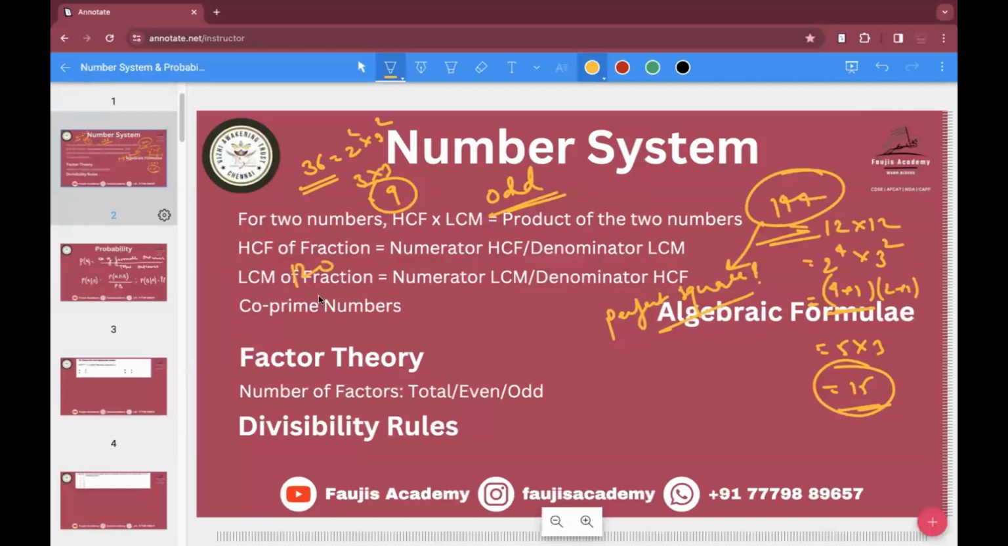Just try to find 120. How much did we find for 120? 3 into 5 into 2 cube. That means 4 into 2 into 2, 16. You see over here, it's even. But for a perfect square, it's odd.